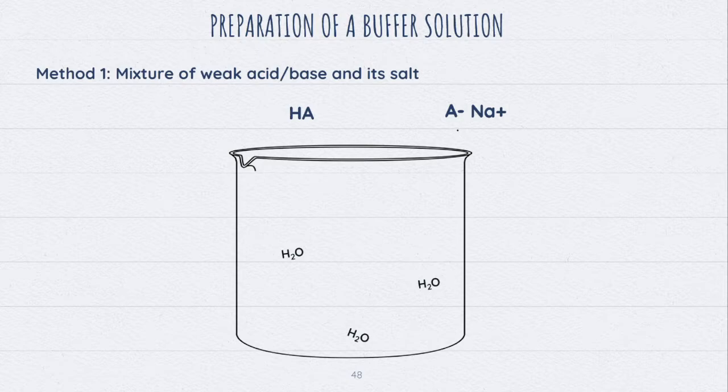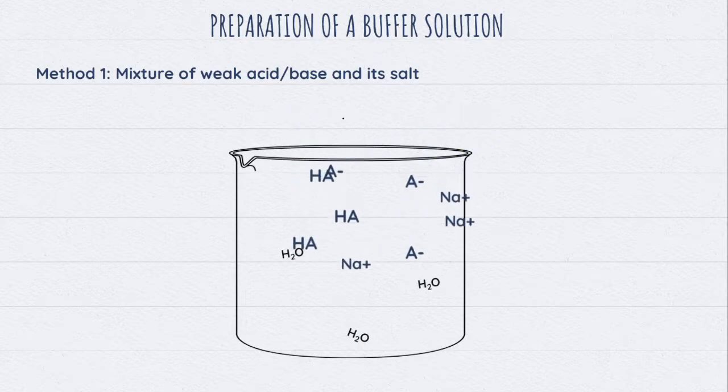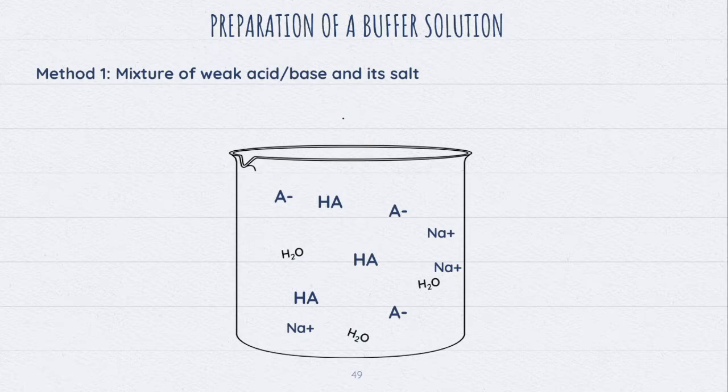In this case, we call it NaA, that means sodium will be the cation, and the anion will be the conjugate base of your weak acid. So let's see what happens when they dissolve in water. Your salt, being a group 1 salt, should dissociate completely in water, while your HA will dissociate as a weak acid. It won't dissociate that much, but in this case, the degree of dissociation is even less. So let's take a look at why that is so.